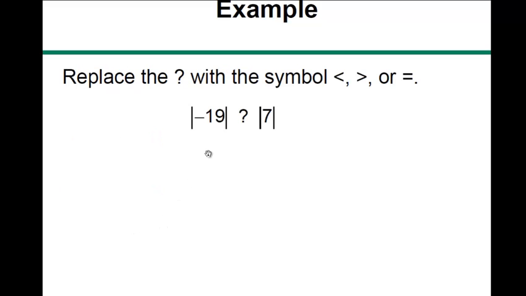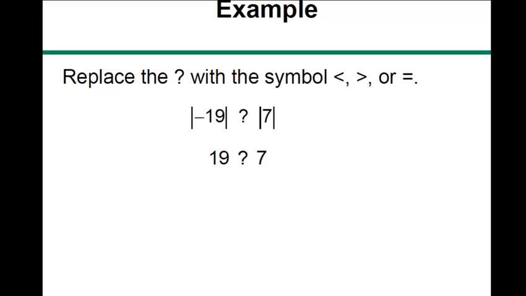Here's something. I want to know which one is larger, or are these equal? Absolute value of negative 19 compared to the absolute value of 7. Well, we have to do a little bit of thinking here first. First of all, what is the absolute value of 19? What's the absolute value of 7? Well, the absolute value of 19 is 19, and the absolute value of 7 is 7.